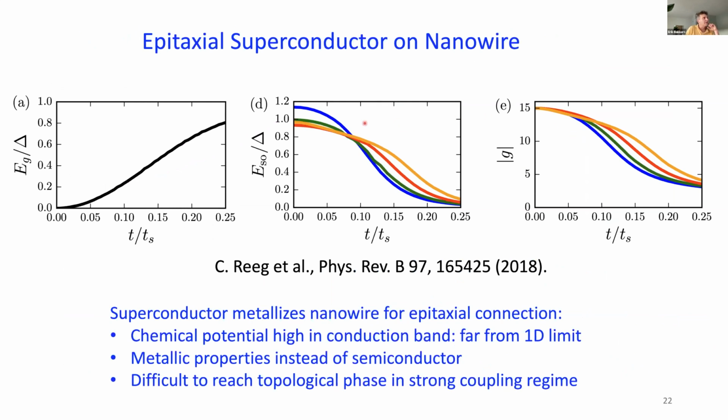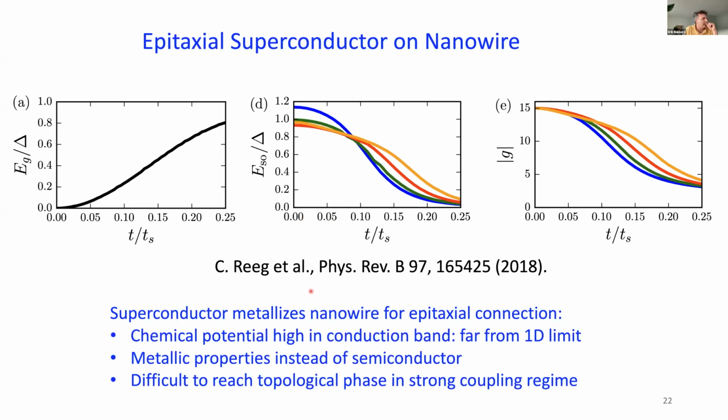So on this slide, you can see some graphs from a paper published by the group of Jelena Klinovaya in Basel. They have studied these system parameters as a function of the coupling between the semiconductor and the superconductor. They have studied the induced gap in the semiconductor, the spin orbit energy, and the g factor as a function of the coupling parameter. These are results from a tight binding model, and this t_S is the hopping constant in the superconductor. If it's one, it means that we have the superconductor properties, and if it's zero, then we have the semiconductor properties.